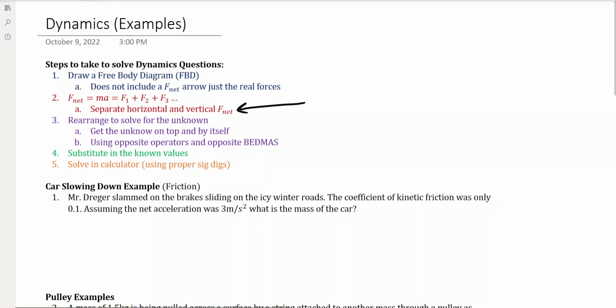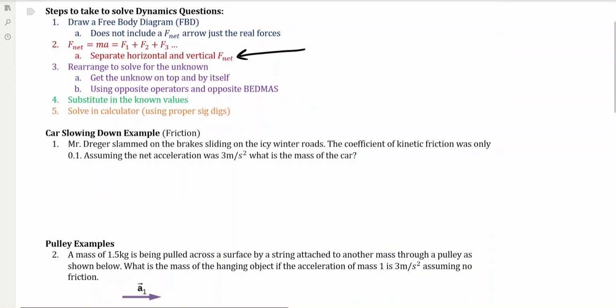So at this point it's just these steps, and I'm going to try to do them in the same colors so that you can see what step is happening at what point. So let's go ahead and try this first question out.